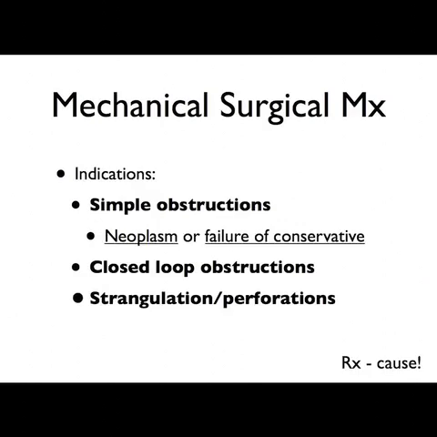And also you can manage these things surgically. The most important indications for surgical management of a mechanical bowel obstruction are simple obstructions with neoplastic processes or failure of that conservative strategy. So if you've done your drip and your suck and you've given your gastrographin and they're not resolving within 24 hours, you really might need to think about going to surgery. In closed-loop obstructions, you also might want to do it. So, for example, with that colonic tumour and a competent ileocecal valve, or perhaps in the case of a volvulus. And then finally, obviously, if there's strangulation or perforation, then you need to get in there pretty quickly.